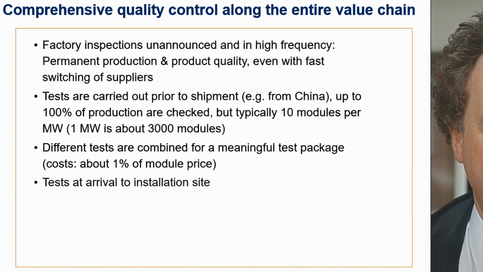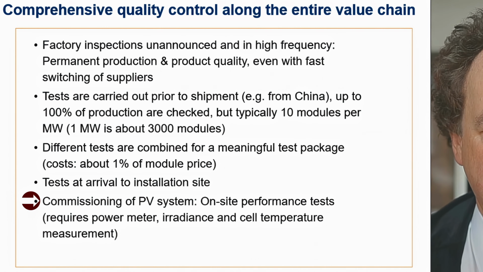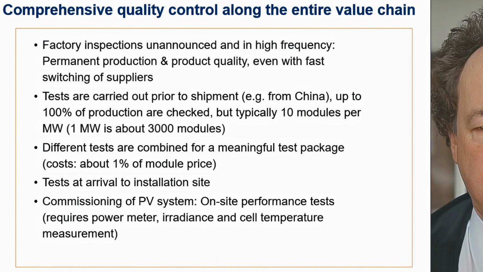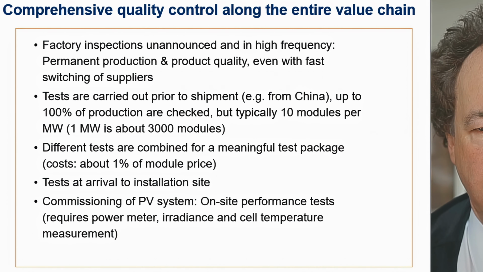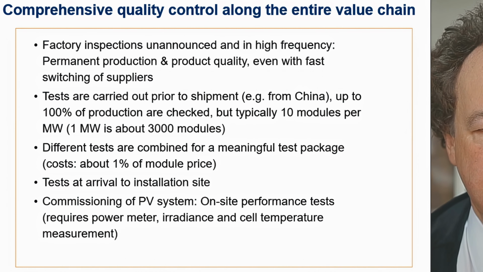Additionally, something could happen during transportation. So you do again tests at the arrival, installation tests, and additional tests after installation. That means the commissioning of the system. You interconnect the PV system to the grid, and there's usually the customer there also and the utility, and altogether you initiate the system. Then you do some final performance tests.